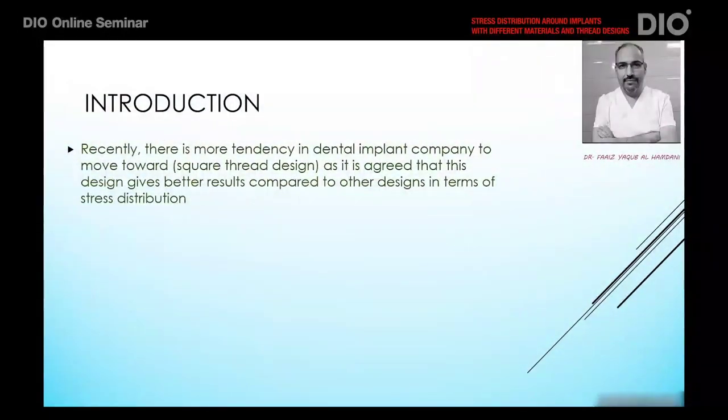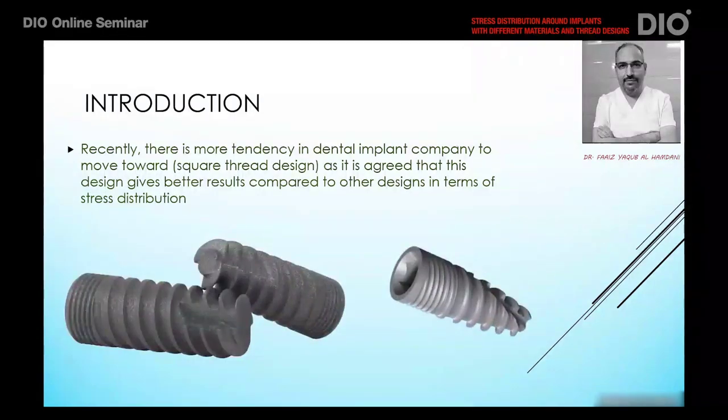More recently, especially from 2012 onwards, more and more studies have found that the square design has the advantage over other designs in terms of stress distribution. This is why there are several dental implant companies that are using this shape of dental implant thread in the structure they adopt for dental implants. These are two examples, one from a French company and the other from a German dental implant company.